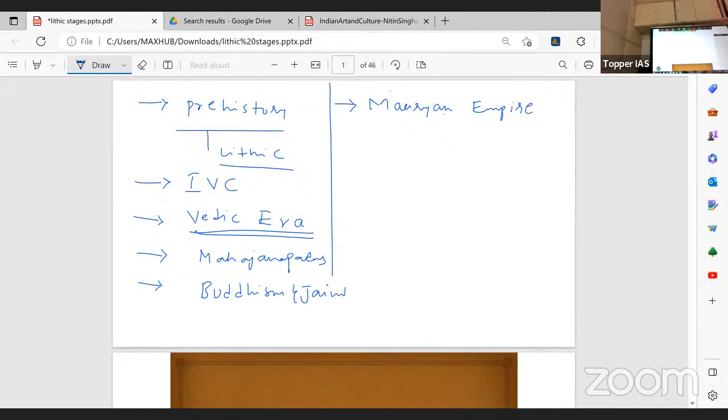Ashoka, Chandragupta Maurya, right? So Ashoka, the first emperor of India, right? So basically who had control over entire India up to the southern boundary of Karnataka.